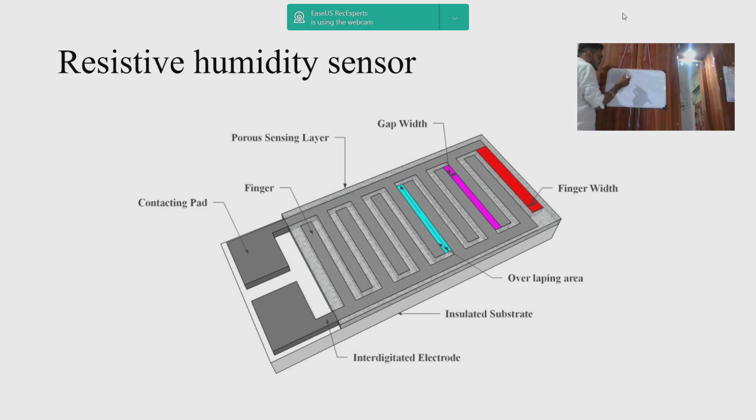Now, as I said, the thermal resistive humidity sensor consists of thermistors, and it consists of dry nitrogen as the electrolyte.